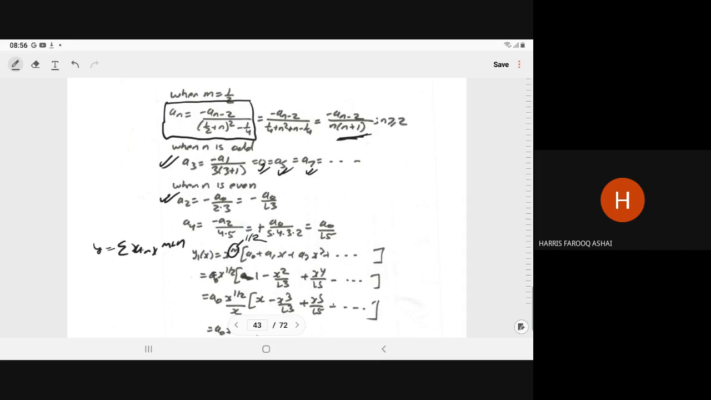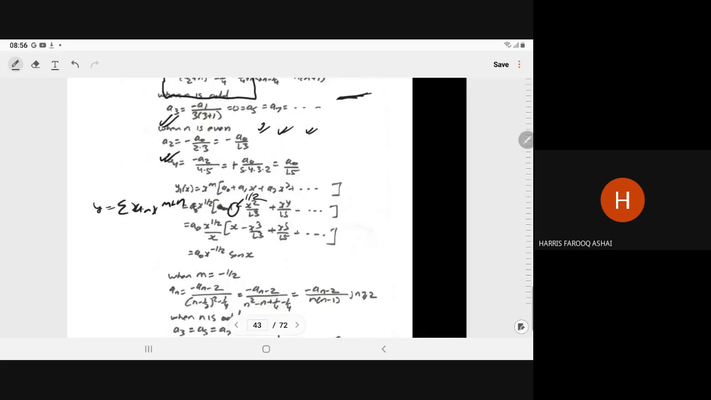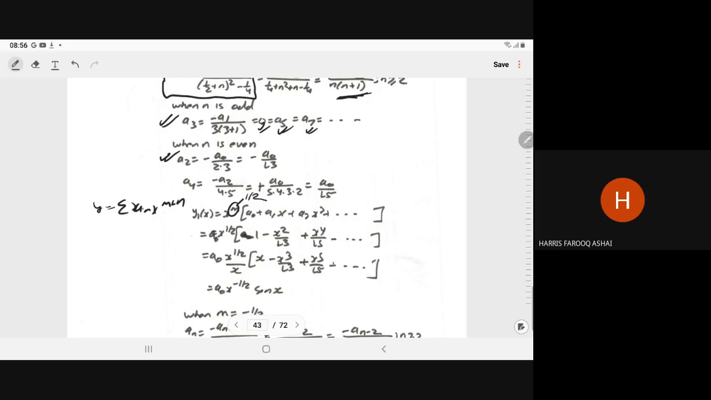So when we multiply and divide by x, inside the bracket you will get x minus x cube upon factorial 3 plus x to power 5 upon factorial 5 and so on. And that is the very famous series expansion of sin x. So this will become a naught x to power minus half sin x. This is the Frobenius series solution for the bigger root. It will always exist for the bigger root.